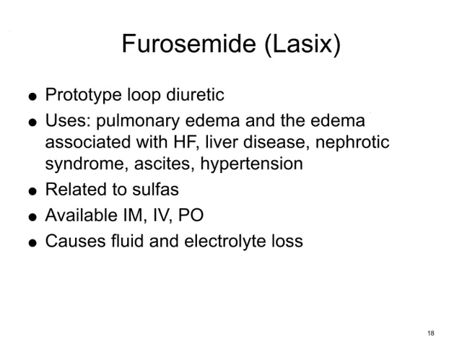All right, so the prototype loop diuretic that we're going to look at is Lasix or furosemide. Lasix is named so greatly because it lasts 6 hours. So it is the prototype loop diuretic. We use it for all different reasons that we may want to remove fluid from a patient. Everything from edema from heart failure to nephrotic syndrome, people with ascites. It is related to the sulfas, and there may be a little bit of cross allergy there, so just be aware of that. It is available IM, IV, and PO.